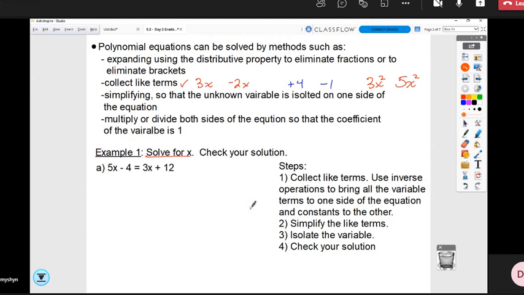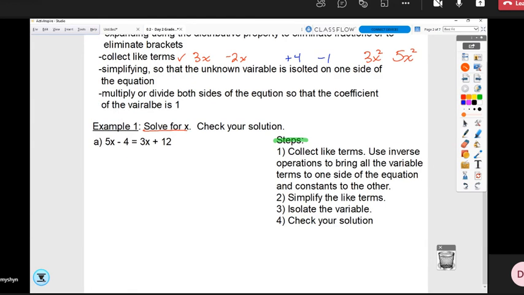Now, if you're a steps person, these steps might be really helpful for you. You might want to highlight them if that's your style. You might just want to see the process and understand it a little bit, and once you understand the steps, then you are just rolling. So, we have 5x minus 4 equals 3x plus 12.